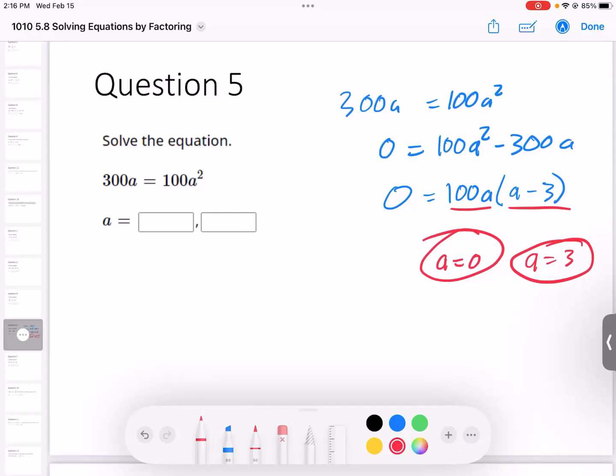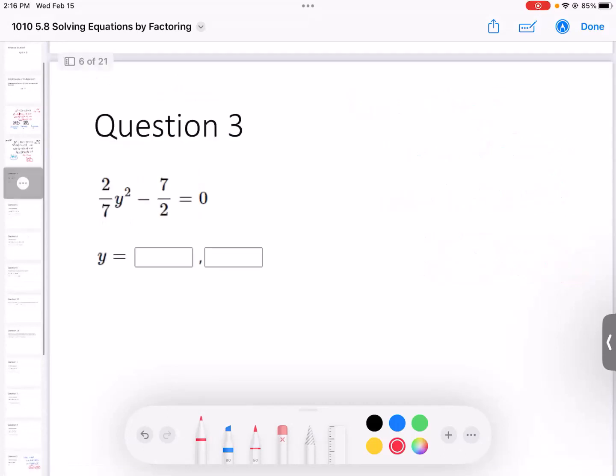All right, so the next one I want to do is question 3, because question 3 involves fractions. On this problem, we have 2/7 y squared minus 7/2 equals 0. This is good that it's already starting off equal to 0 because that means I don't have to move anything to the other side. And you know how when we've been working with polynomials, I said if you have fractions, you just kind of have to deal with them. You can't get rid of them.